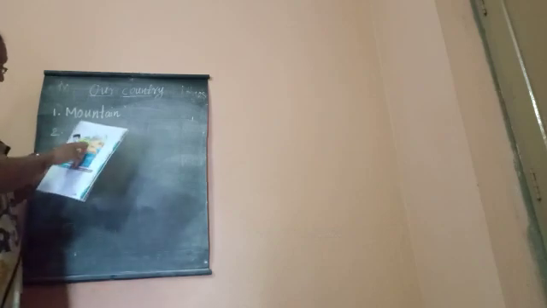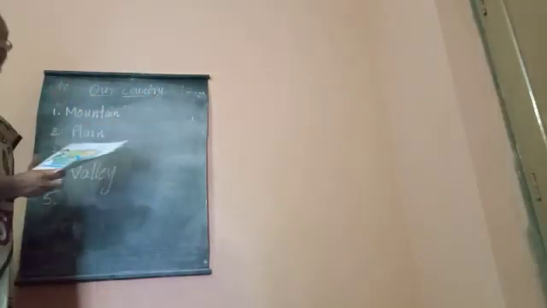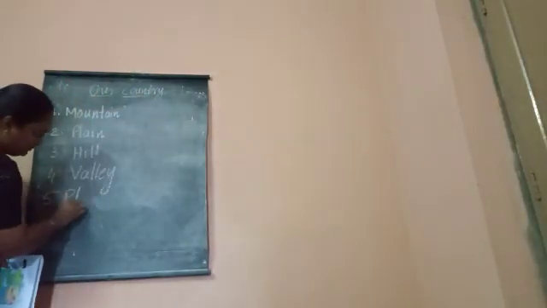Next, number 4. The land between two hills is called the valley. The land between two hills is valley. Next, number 5. Here it is a flat area of land that is higher than the land around it. A flat area of land that is higher than the land around it is called the plateau.